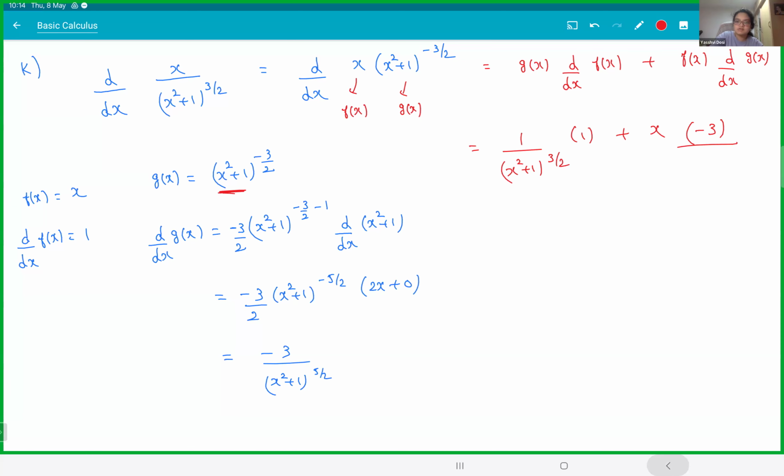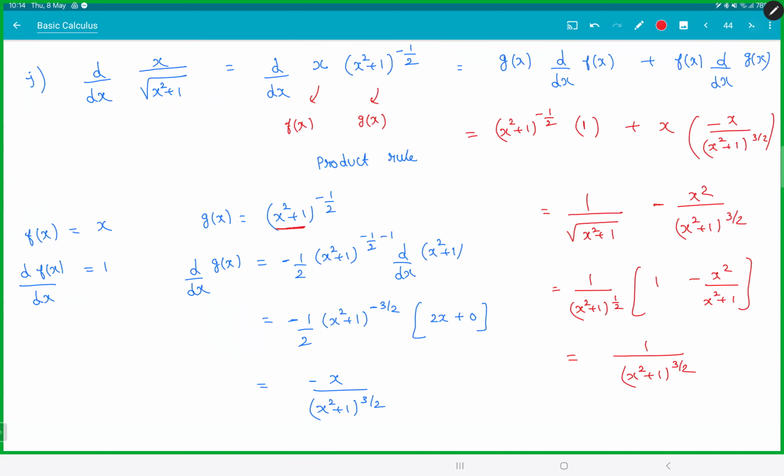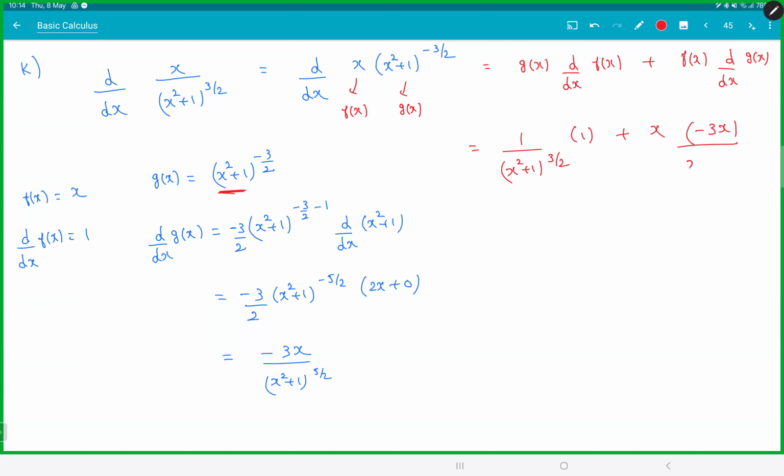This is minus 3x by (x square plus 1) by 2. You can take out common (x square plus 1), 3 by 2. You end up with 1 minus 3x square by x square plus 1. Then you can simplify it further. How much is this? 1 minus 2x square by (x square plus 1) whole power 5 by 2. I think that is right. I'm not sure. Check it up.